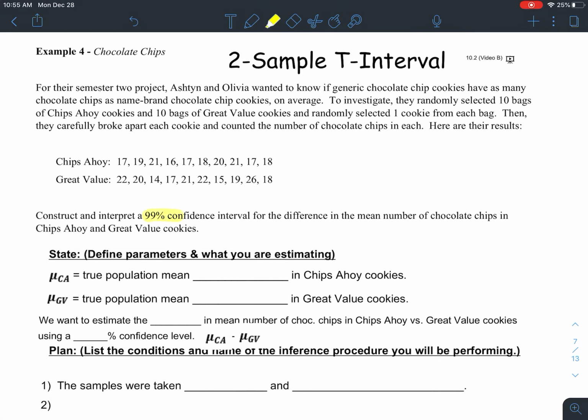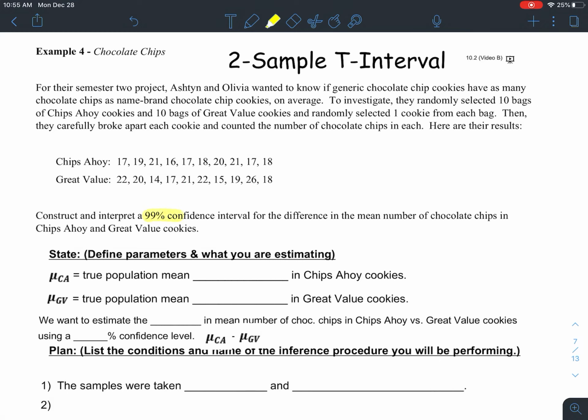These are the mu's, and we state what it is we are estimating. So I have filled in here mu sub CA. This is the true population mean number of chocolate chips in the Chips Ahoy cookies, and mu sub GV is the true population mean number of chocolate chips in the Great Value cookies. So that's what our two parameters, these variables, are going to represent.